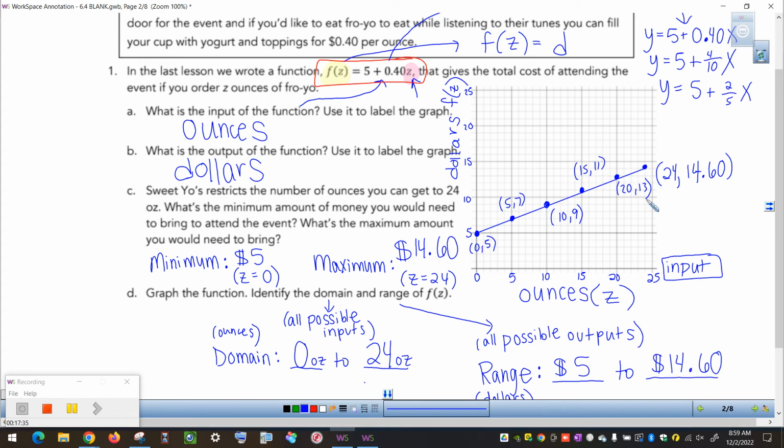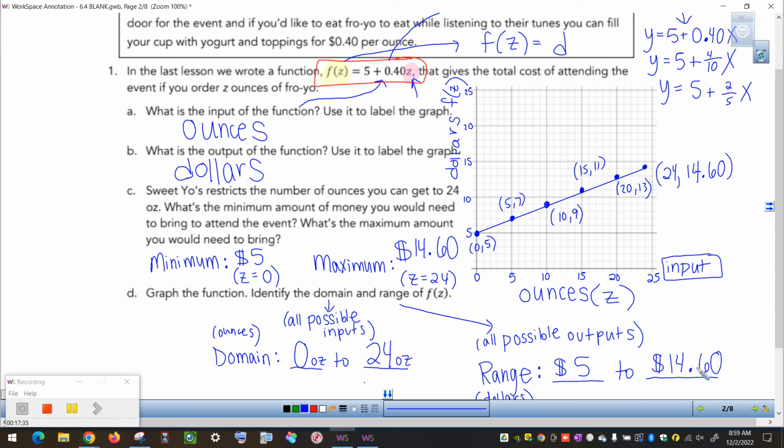So what we have represented here, we already have these different combinations. We have like 6 combinations listed of ounces and dollars. Well, when we're graphing the inverse, it's still representing ounces and dollars. We just switched the axes. The input and the output switched, but it is still going to represent the same information.